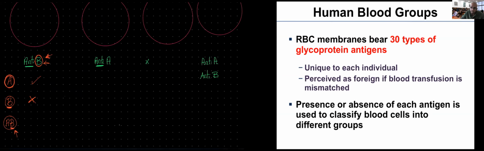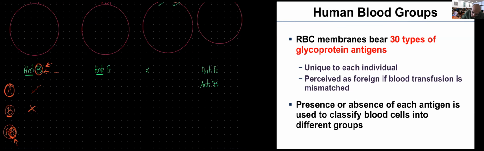Would you like me to get blood type AB if I'm blood group type A? Yes or no now? Definitely not. Why? Because antigen B is presented on the surface of the cells, and I am producing anti-B, which will cause the destruction of those cells that are presenting antigen B. Anti-B attacks antigen B. So you can't give me a blood type AB if I'm a blood group type A.